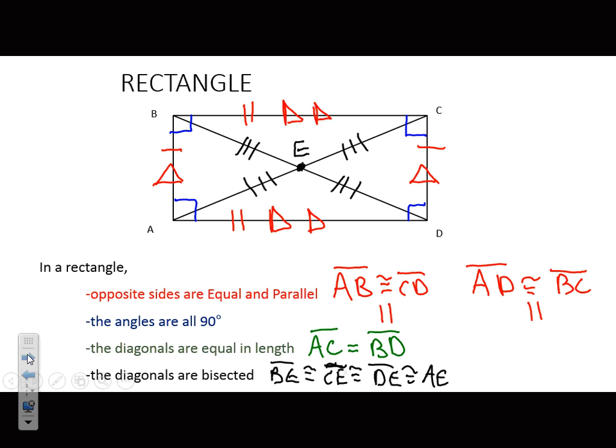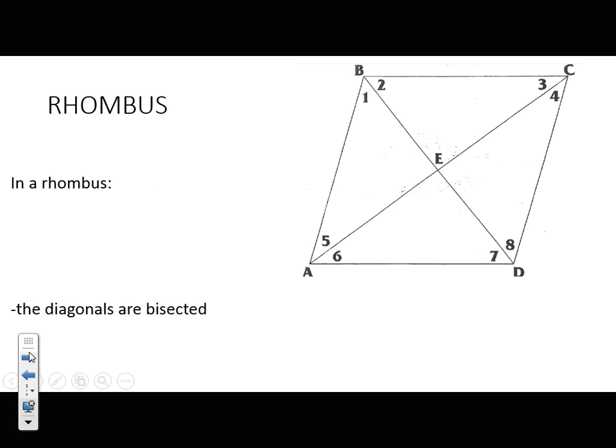So make sure you have all of this written down and drawn in on your rectangle that I provided for you, okay? Now we're going to put on our rhombus. So make sure you have your rhombus out. We're going to do a whole bunch of information that goes with our rhombus. So first thing about our rhombus is that the sides are all congruent. So if I look at this, all 4 of my sides are congruent. They're all going to be the same measurement.